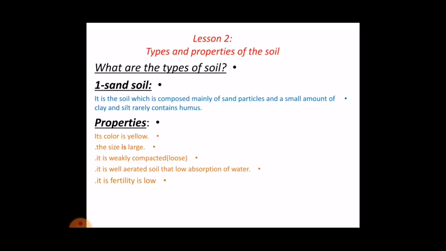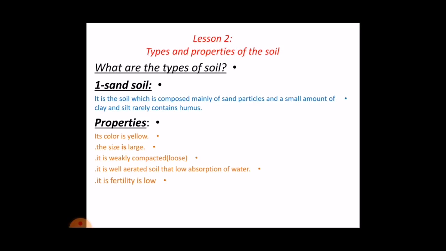Number 1, sand soil. It is the soil which is composed mainly of sand particles and a small amount of clay and silt, and rarely contains humus. Sand soil contains what? Sand particles, a small amount of clay and silt, and rarely contains humus.